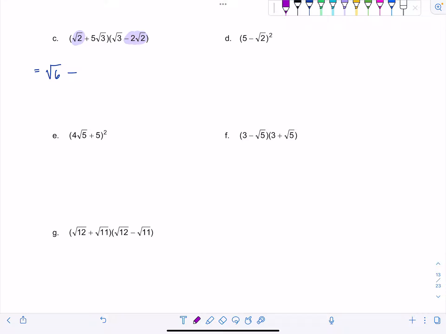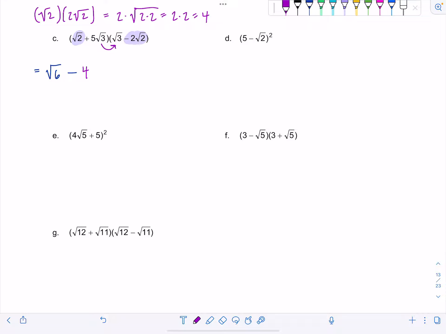Negative rad 2 times 2 rad 2. Well, it doesn't matter which one's negative. Let's write it out here. Rad 2 times 2 rad 2. You have 2 times rad 2 times 2. So this is 2 times 2, which is 4. Okay, so this is going to be minus 4.